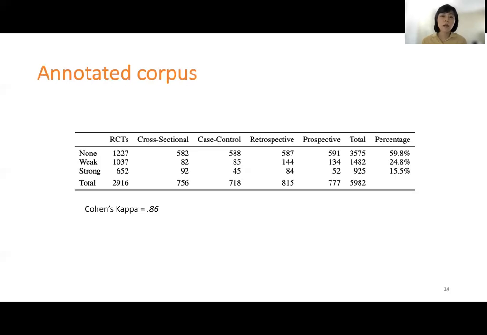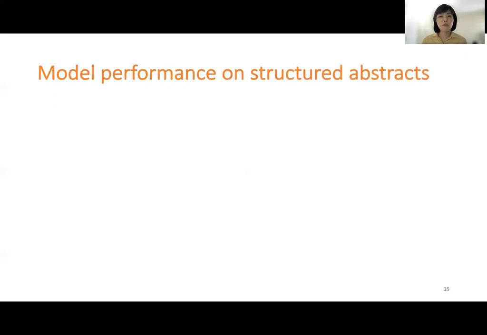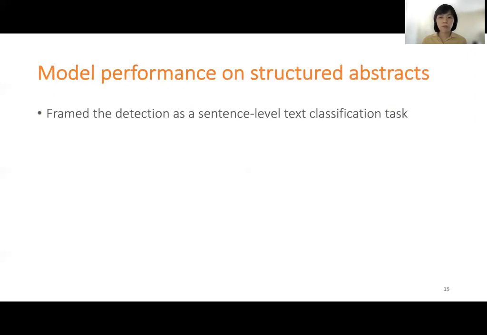As described, our training corpus contained about 6,000 annotated sentences. The Cohen's kappa value is 0.86, indicating almost perfect inter-coder agreement. For prediction model development, we trained and evaluated both traditional machine learning models and transformer-based models using five-fold cross-validation as the evaluation method.